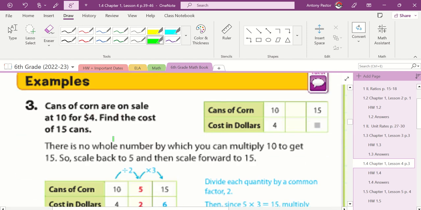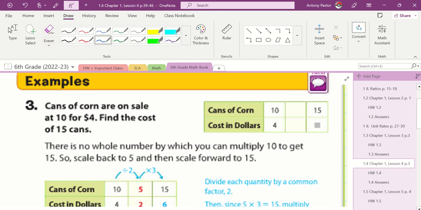To find an equivalent ratio, an example of scaling would be: cans of corn are on sale, 10 for $4. This is almost the exact same example I used until I changed that to 12, but go with it. Find the cost of 15 cans. So, if 10 cans cost $4, how much would 15 cans cost? This is where we get in a weird little mode of I can't convert 10 to be 15.